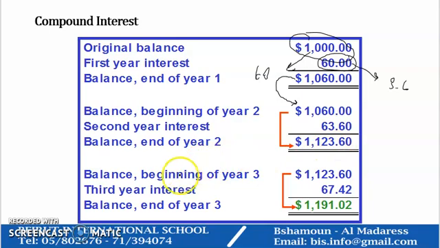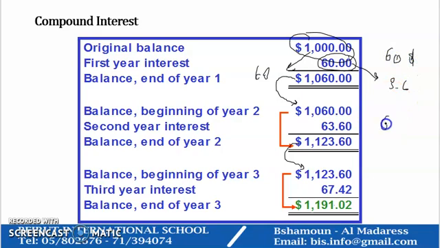So the new balance at the end of the second year will be $1,123.6. The balance at the beginning of the third year is $1,123.6, which gives us $67.42 as interest. Then the final balance at the end of the third year will be $1,191.02.